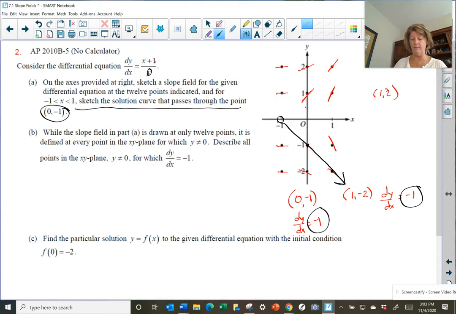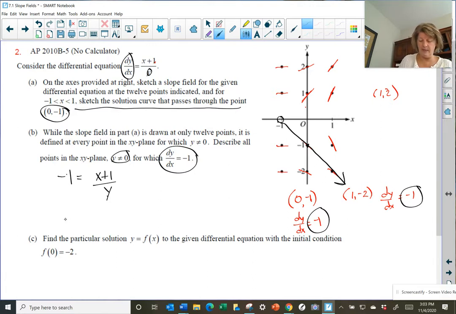Part B: while the slope field in Part A is drawn at only 12 points, it's defined at every point on the xy plane for which y is not equal to 0. Describe all the points in the xy plane for which dy/dx equals -1. This seems like a hard problem, but do some substitution. So they told us dy/dx equals -1. I can substitute right there, correct? So I'm going to put -1 equals (x plus 1) over y, and we're guaranteed that y is never 0 by that statement there.